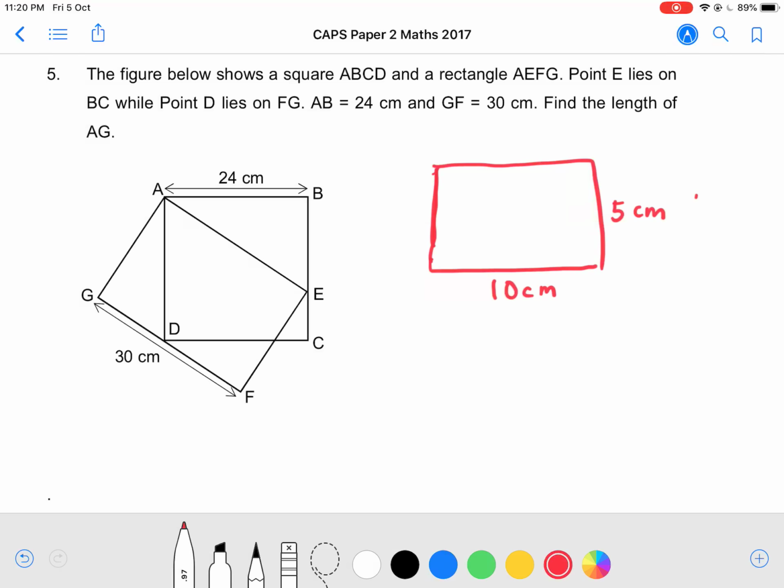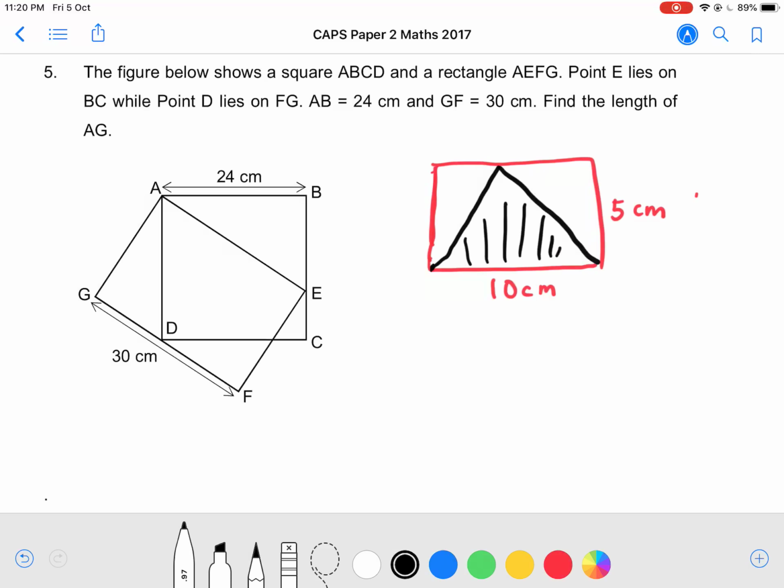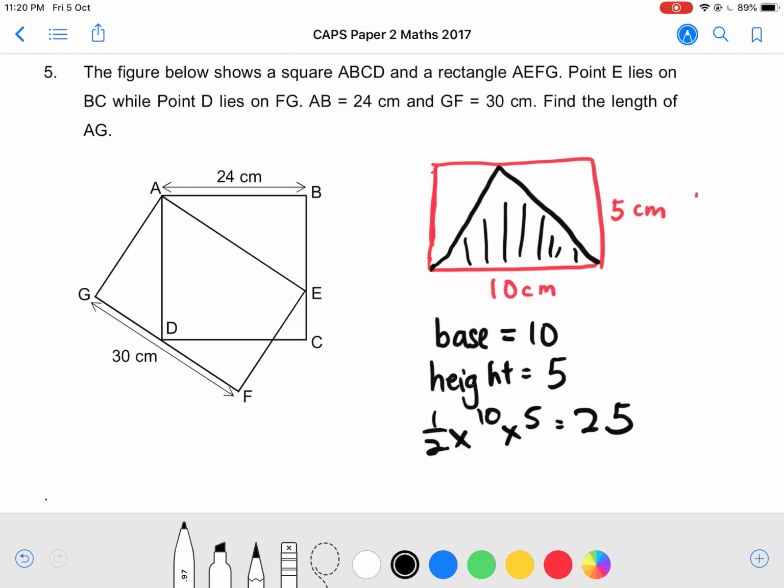Okay, now you know that if a triangle, I'm going to use a different color, a triangle that lies in between a rectangle like that would mean that, okay, this triangle that I shade in black would mean that the base is actually 10, right? And the height is actually 5. So to find the triangle area is actually half times 10 times 5, which will give me 25. Now if you see the area of the rectangle, it is 10 times 5, which is 50. If you compare 50 and 25, you realize that the triangle is actually half of a rectangle, right?